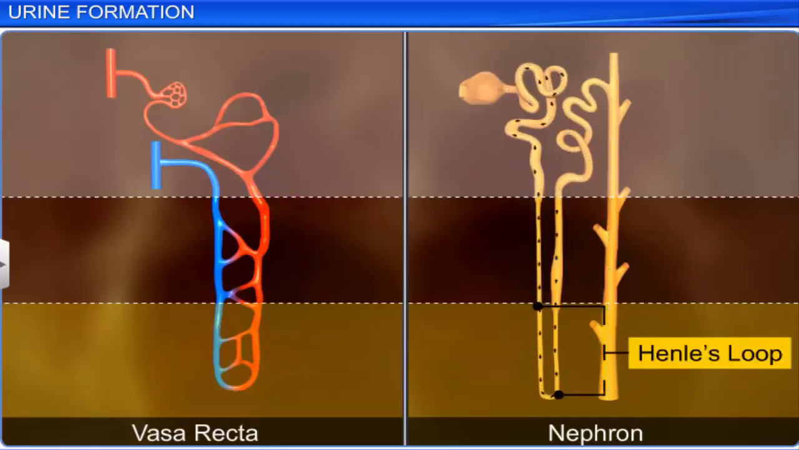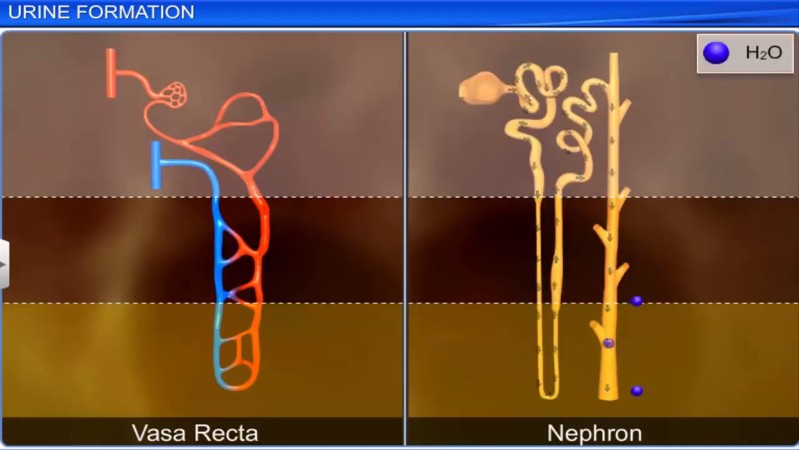This unique arrangement of Henle's loop and the vasa recta, together with the countercurrent mechanism, helps maintain the concentration gradient in the medulla, which aids the easy passage of water from the collecting duct into the medulla due to osmosis, thus concentrating the urine.